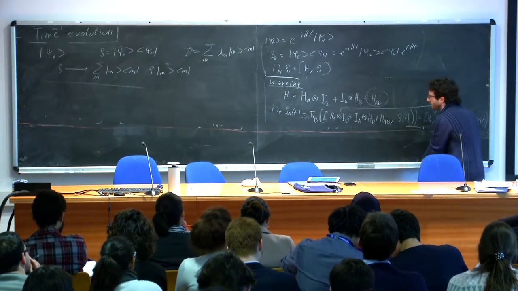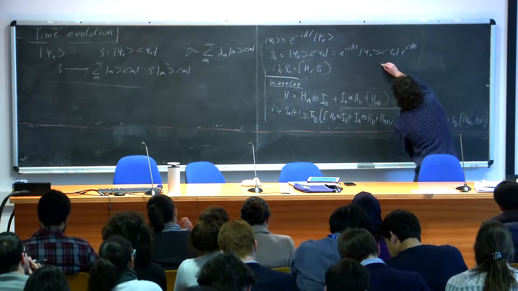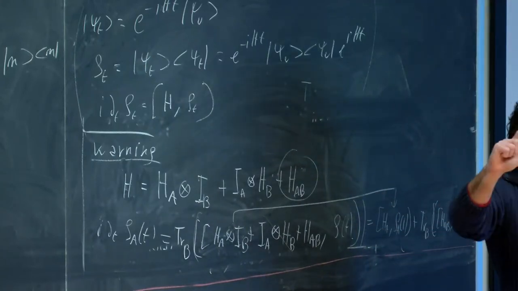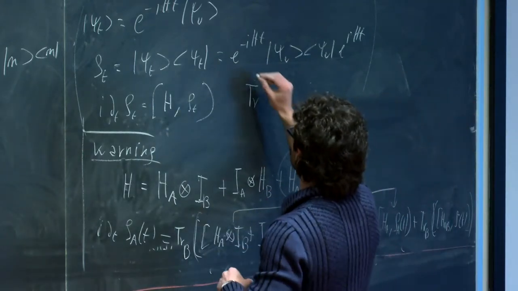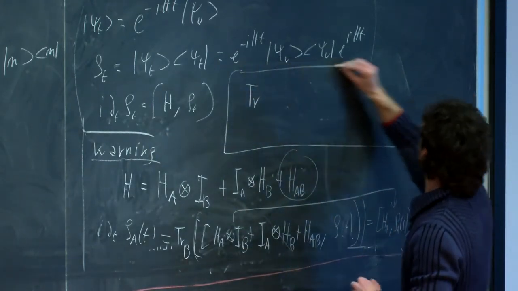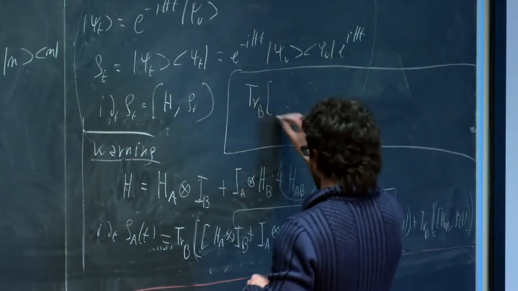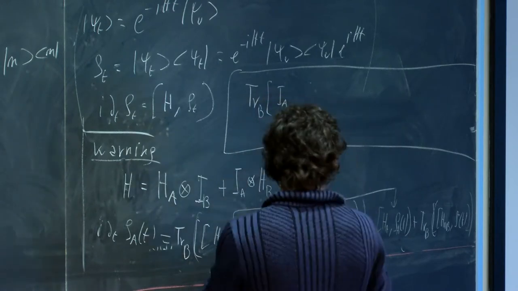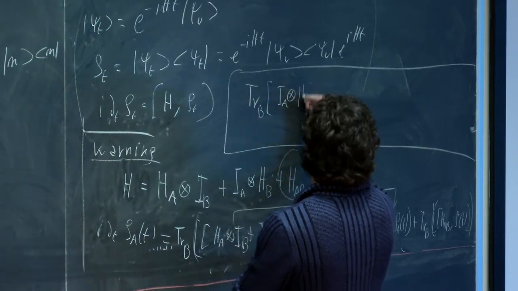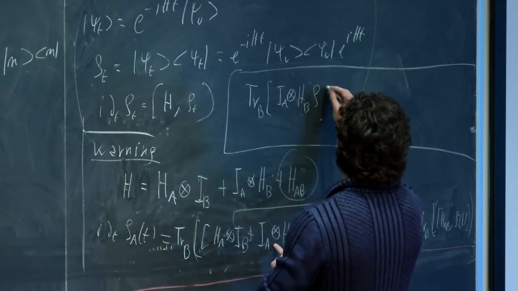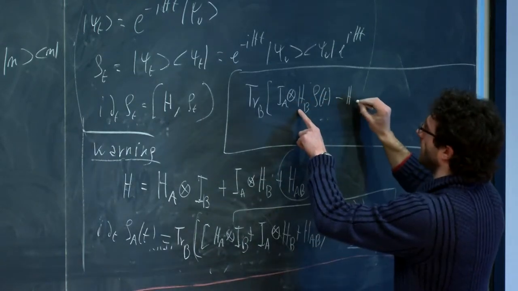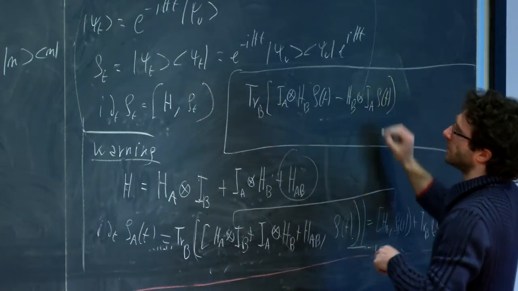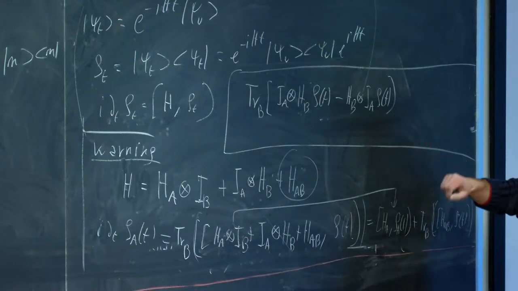So the second term is written as the trace over B. The trace over B, what is it? It is the sum... what is trace? Okay, we have the trace over B of what we have here: I_A H_B times rho minus H_B I_A rho. This is what we have, no?